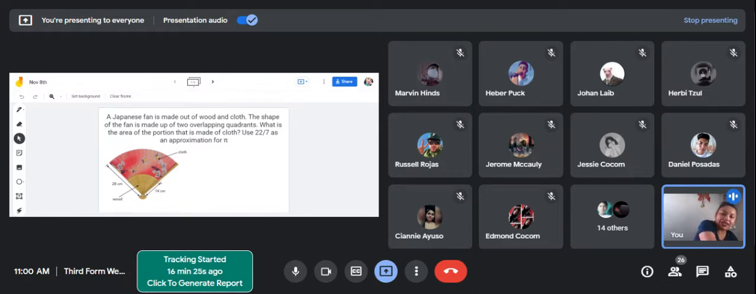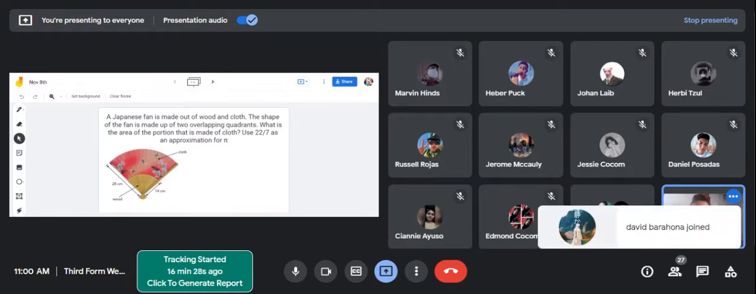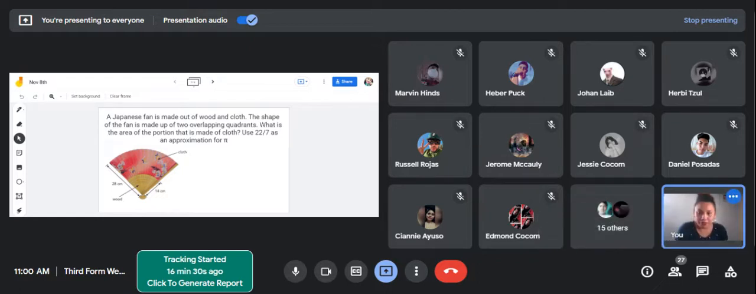A Japanese fan is made out of wood and cloth. The shape of the fan is made up of two overlapping quadrants. What is the area of the portion that is made of cloth? Use 22 over 7 as an approximation for pi. So we have to understand what this is saying. Apart from the fact that the diagram is given to you, you can visually see what it's talking about and you can see the measurements being given to you. It gives you this information, which is two overlapping quadrants, and it also tells you that they want you to use 22 over 7 as pi.